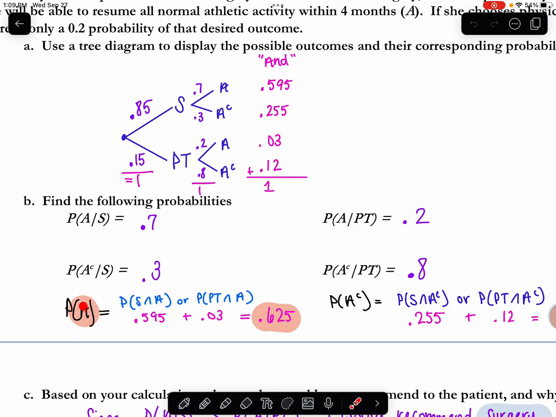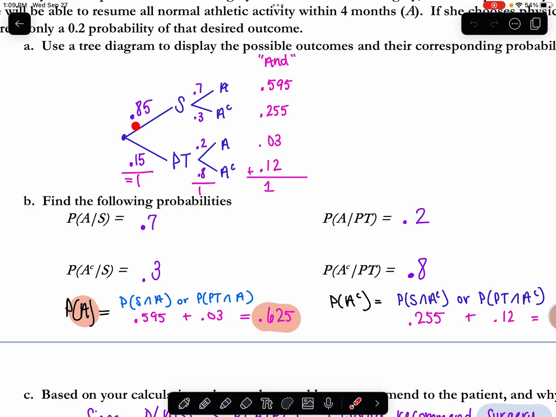The trickier ones here is when we're looking at, so this was conditional probability. What happens if we're looking at like the general probability? So what's the probability of just being able to resume athletic activity, right? If you're the volleyball player, you're like, listen, I just need to know for my sanity, am I going to be able to play again in 4 months? And the doctor's like, well, you have 2 different choices. You'll be able to resume physical activity with the surgery, or you'll be able to resume physical athletic activity with physical therapy, right?